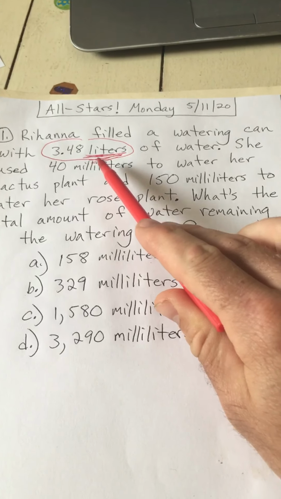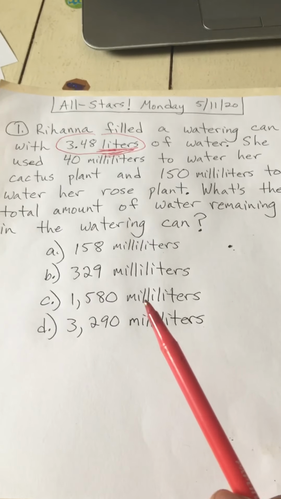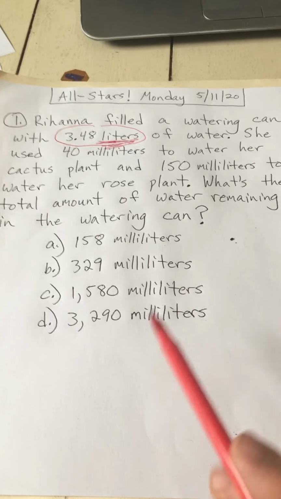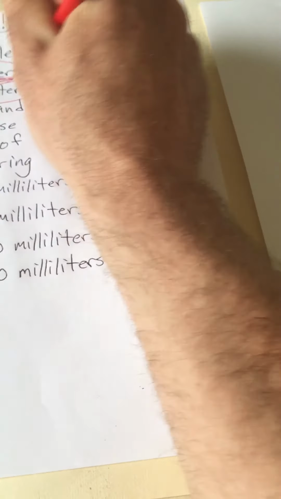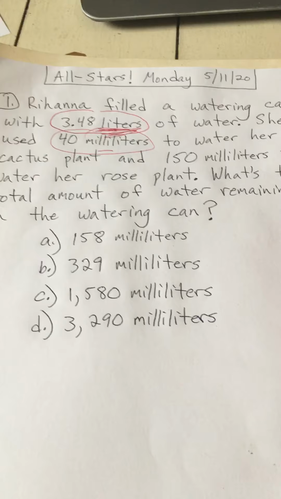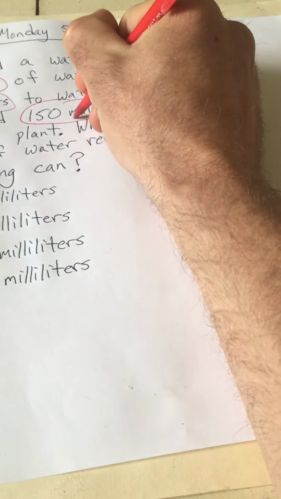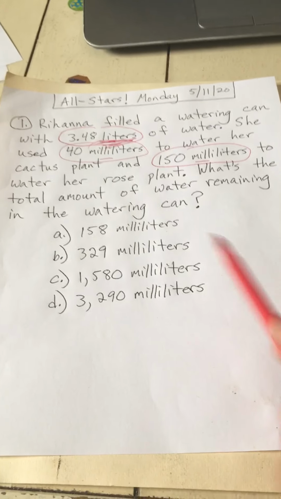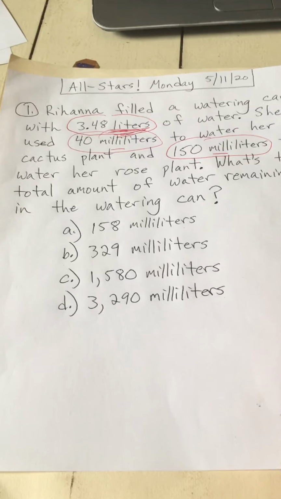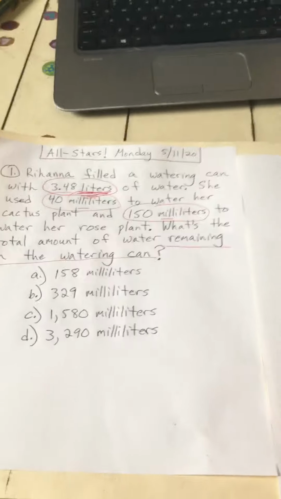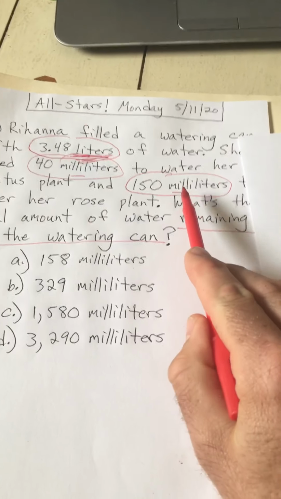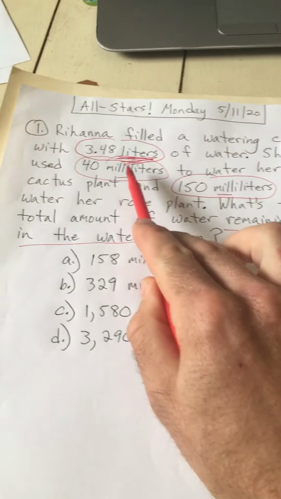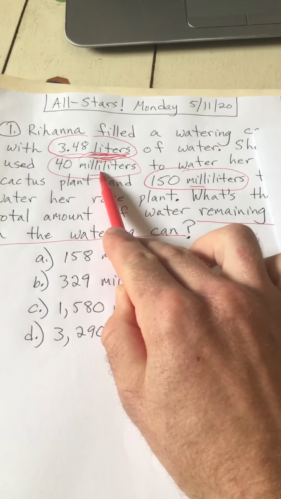Okay, so the watering can is 3.48 liters of water. She used 40 milliliters, so we're going to subtract 40 milliliters to water her cactus plant, and 150 milliliters, we're going to subtract 150 milliliters to water her rose plant. What's the total amount of water remaining in the watering can? And we need our answer to be milliliters. Okay, so the amount she used for the rose plant was milliliters. The amount she used for the cactus plant was milliliters.